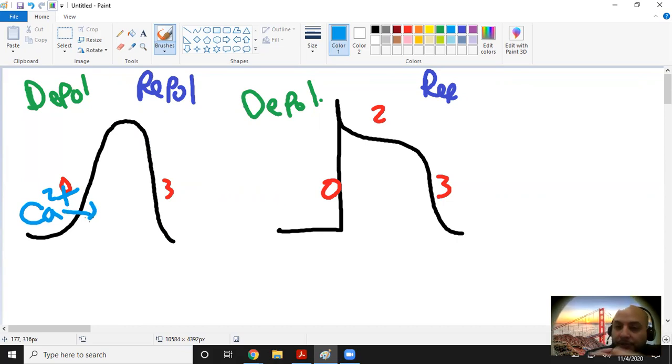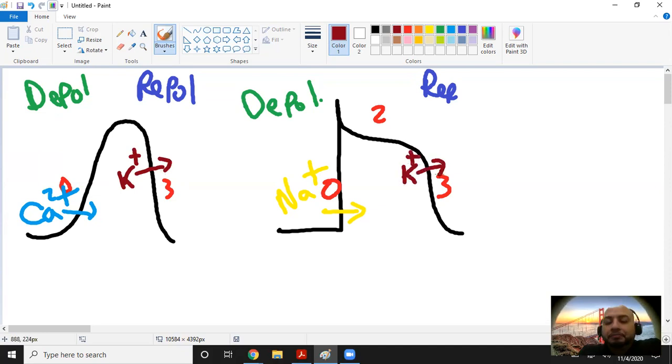Versus the ventricle. How do I depolarize the ventricle? Well, not with calcium. We're going to use sodium, moving in or out. Again, moving into the cell because calcium has 2 positive charges and sodium also has positive charges. And again, we're trying to become more positive, so they must enter in order for the cell to become more positive. What about phase 3? Well, in phase 3, we are talking about potassium exiting in both ventricle and atrium.